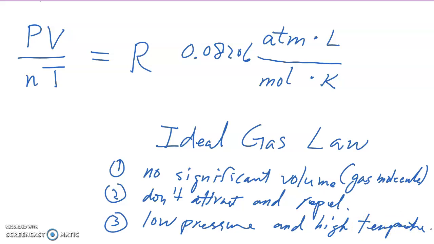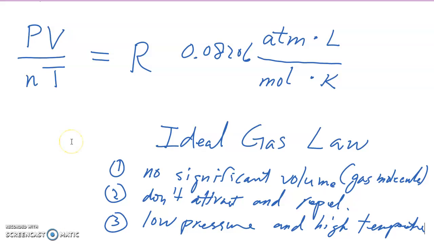That will be the ideal gas. Let me repeat again, you can say these three conditions. First, the gas molecules have no significant volume. Secondly, the molecules don't attract or repel each other. And lastly, for an ideal gas, the condition should be low pressure and high temperature.